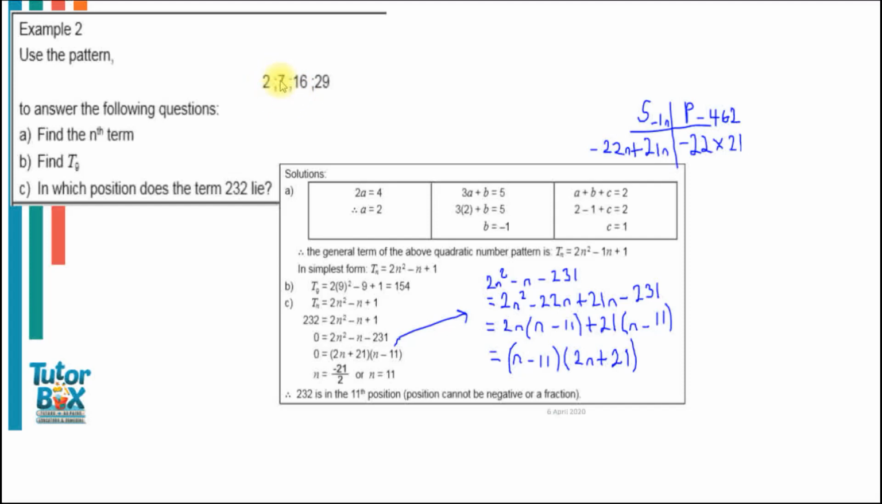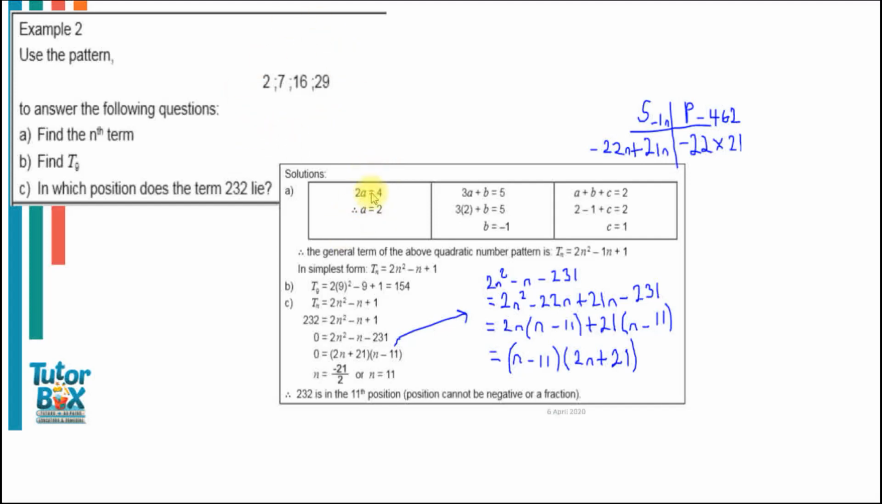So the difference here, 7 minus 2, that's 5. 16 minus 7, that's 9, and then 29 minus 16, that's 13. Okay, so that means it's not an arithmetic. And then if we get the difference between the first differences, we get 4, right? So we have 9 minus 5 is 4 there, and then we have 13 minus 9 is 4 as well. Okay. Right, so the first part, we have 2a is equal to 4, right?